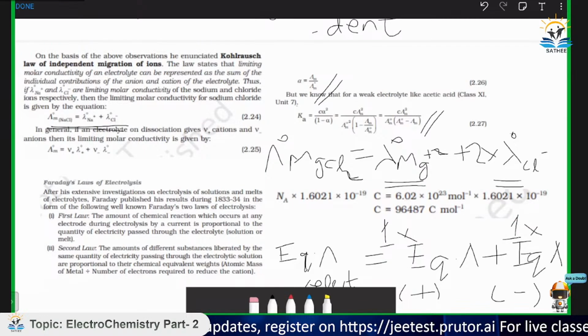Two laws. One: the amount of chemical reaction which occurs at any electrode during electrolysis by a current is proportional to the quantity of electricity passed through the electrolyte. Basically, whatever amount of charge you give, the amounts that react are proportional to it, and they either deposit, get liberated, or get broken out.